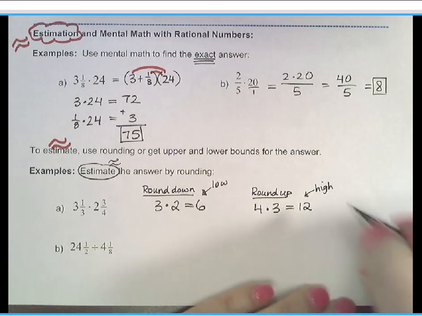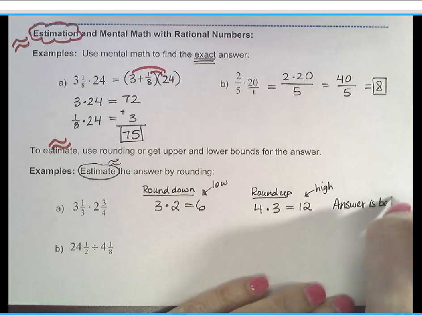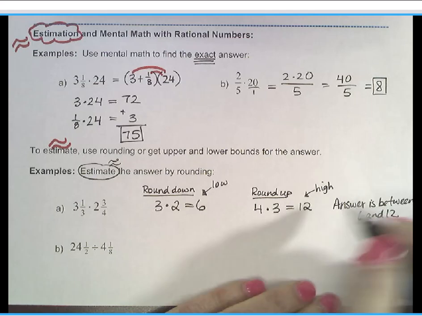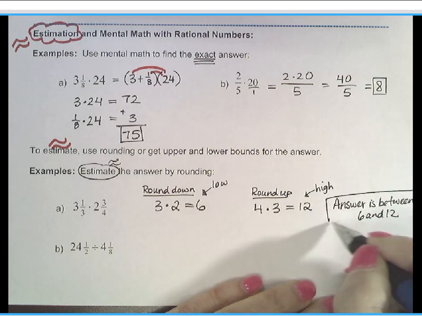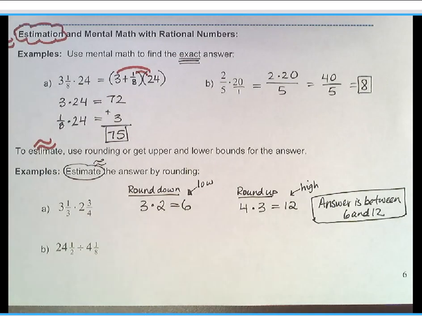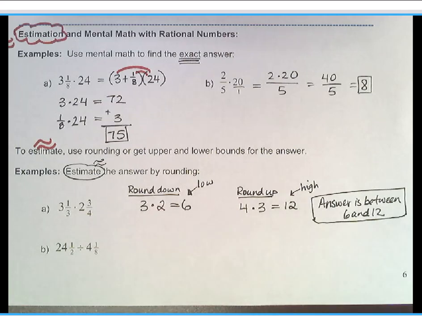So this tells me the answer is between 6 and 12. This is the estimate that I would give because they didn't ask for the exact answer. I'm just estimating, hey, I think the answer is somewhere between 6 and 12. That's what I think. So I round down, I get a low estimate. I round up, I get a high estimate.